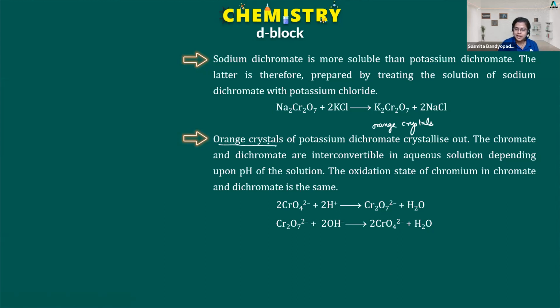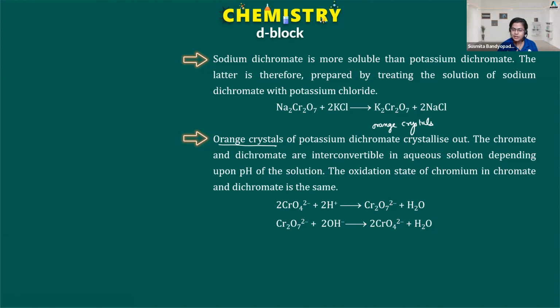So chromate to dichromate, acidic medium. Dichromate to chromate, basic medium. Fine, everyone. Once again, let's see how much we remember.